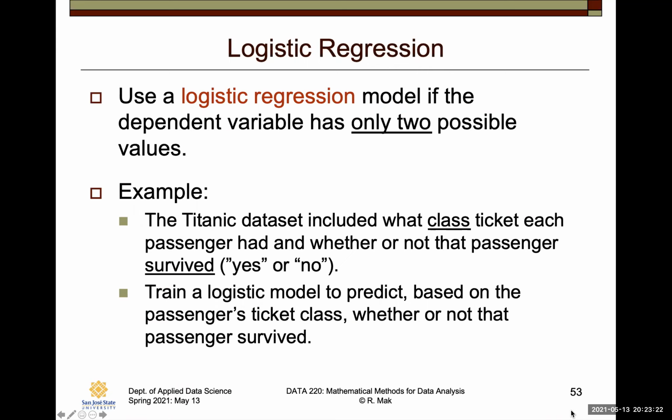So for example, in the Titanic data set, we knew what class the passenger was in, first class, second class, third class. And we also knew whether or not the passenger survived, yes or no. So for the survived attribute, it was either yes or no. And so we could train a logistic model to predict, based on the ticket class, whether or not the passenger survived. That would be a logistic regression model.